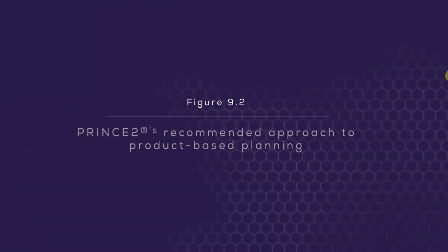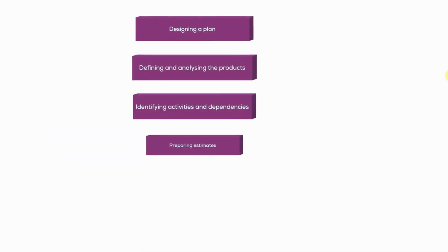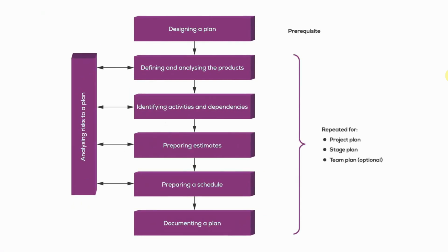And an exception plan, we understand, is only called an exception plan from the time that it is produced until the time it's approved. Once it's approved, it simply becomes the plan it was designed to replace. It becomes the stage plan, for example, or could be the project plan if that is what it's replacing. Now, Prince2 has a recommended approach to planning. Let's have a quick look at that.